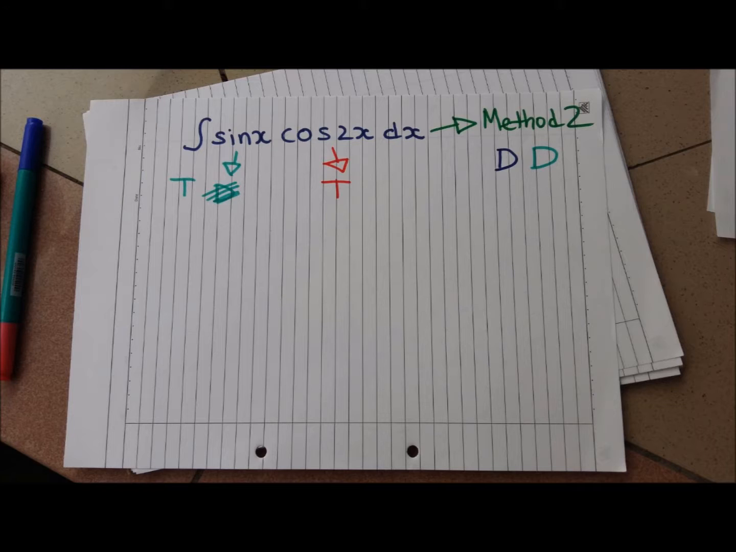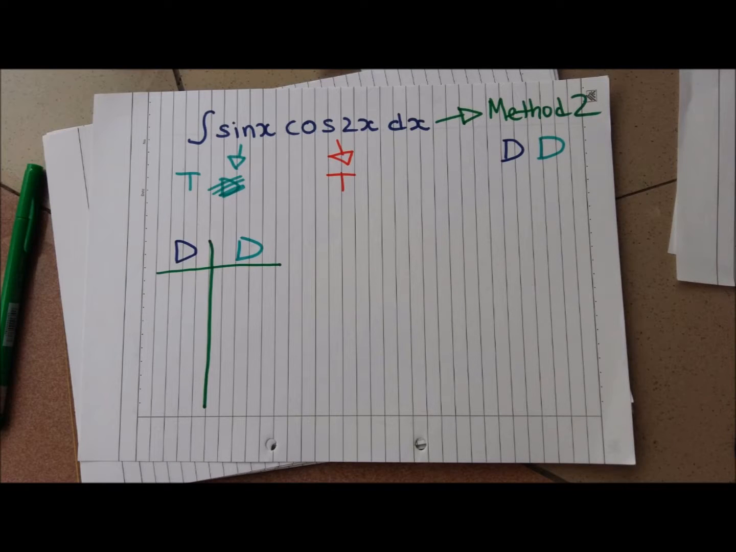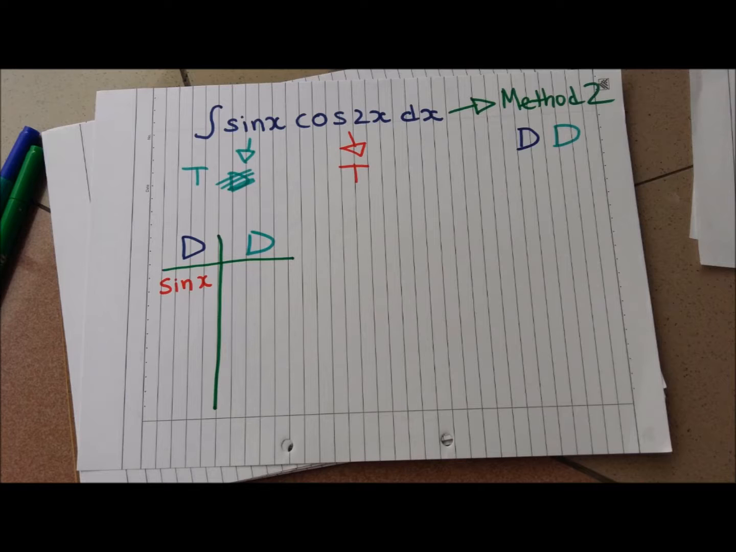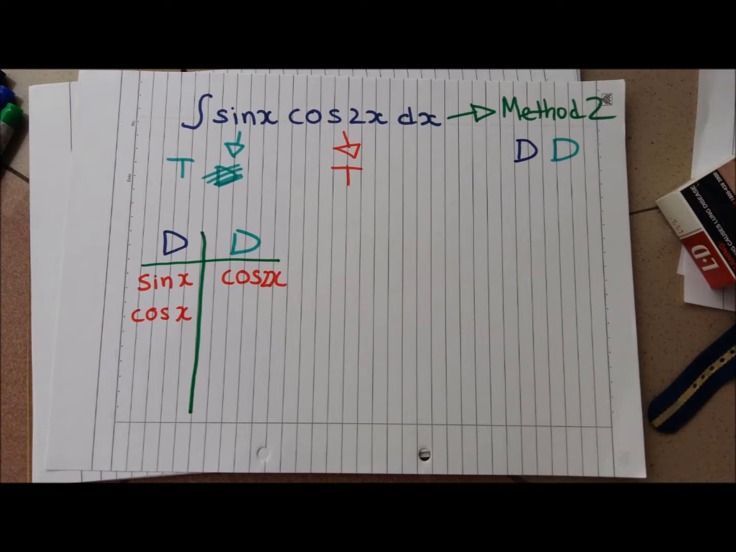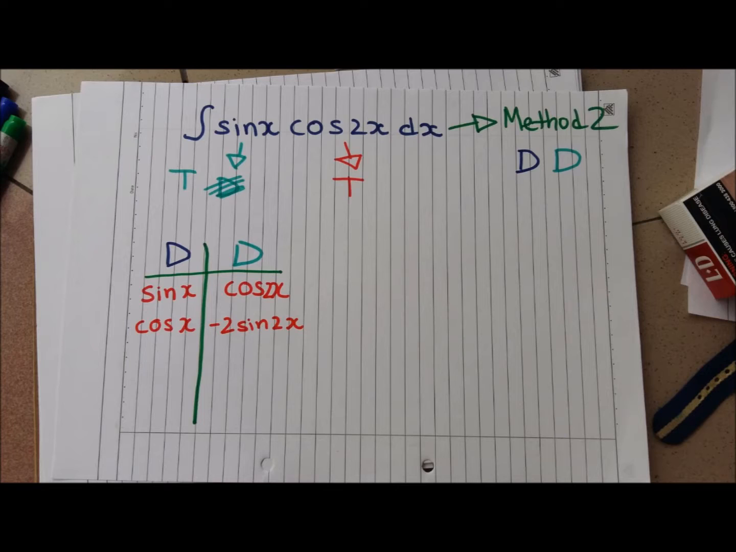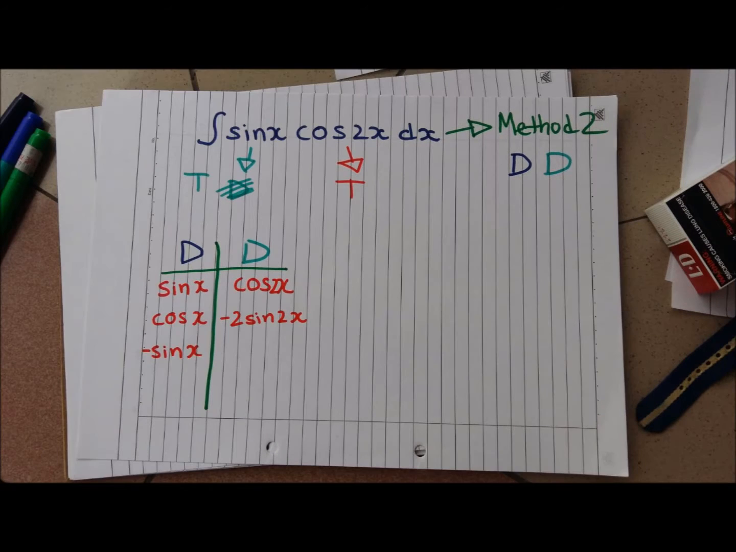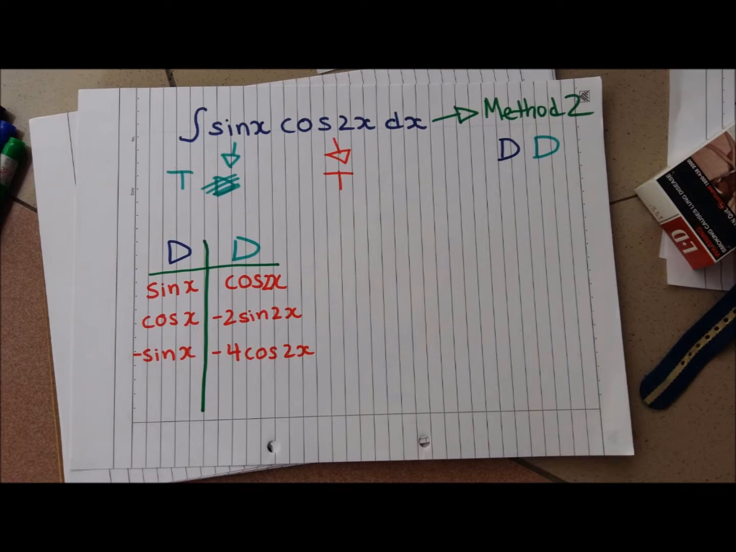So like the DI method, you have to draw the DD table out. Take sine x, put it under the table, and cosine 2x. After that you differentiate sine x, you get cosine x. Differentiate cosine 2x, you get negative 2 sine 2x. Differentiate cosine x, you get negative sine x. Differentiate negative 2 sine 2x, you get negative 4 cosine 2x.